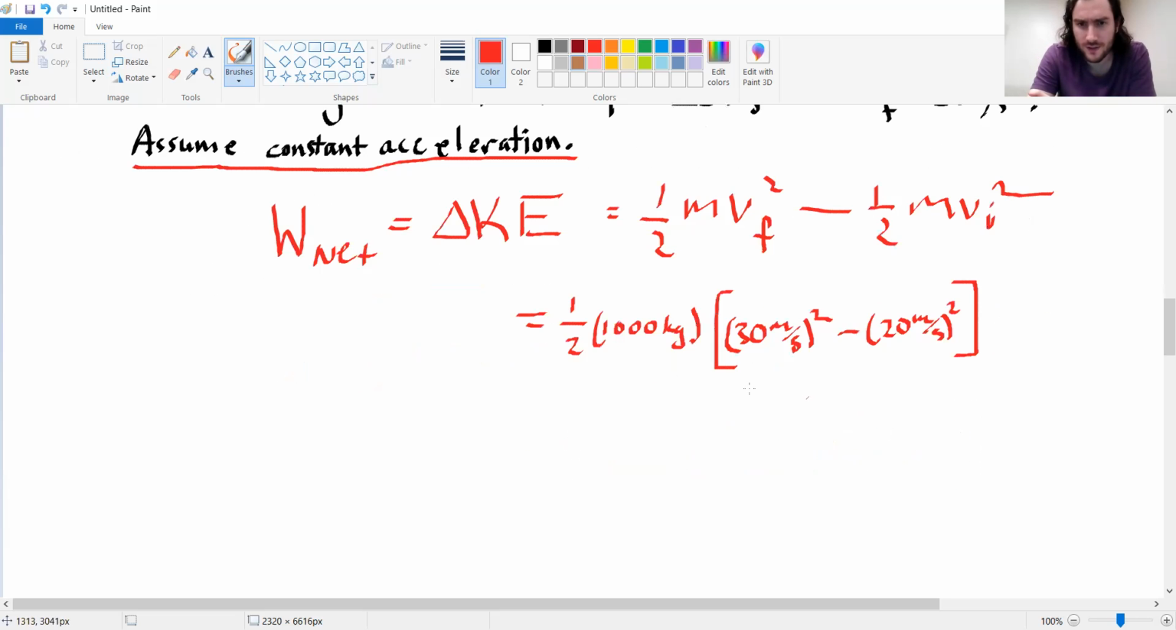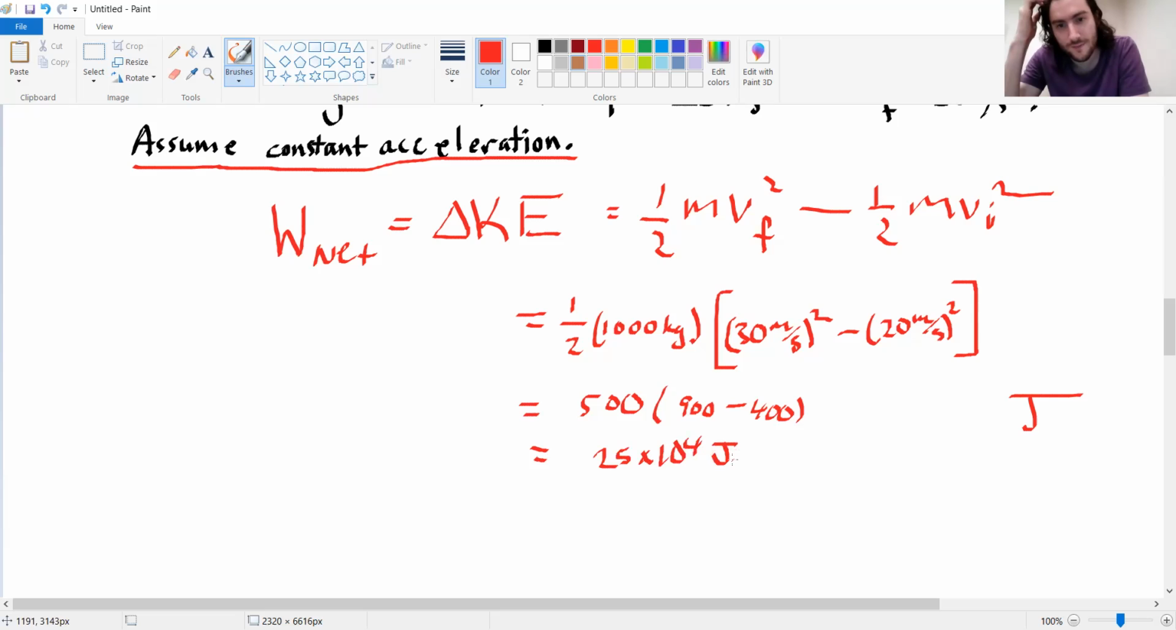Probably you could do this one in your head. This is like 500 kilograms here for the units. Let's just take the units all the way out. We know it's going to be joules, since kilogram times meter squared per second squared is a joule. And this is 900 for the 30 squared minus 400 for the 20 squared. So it's basically 500 times 500, so 5 times 5 with 4 zeros. I'd probably write this as 25 times 10 to the 4th joules.